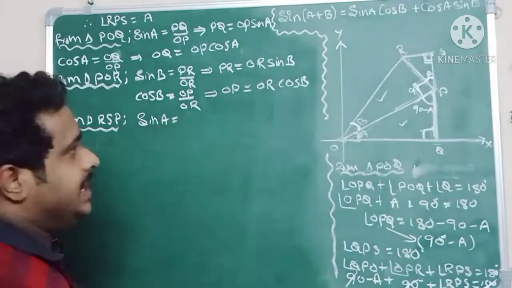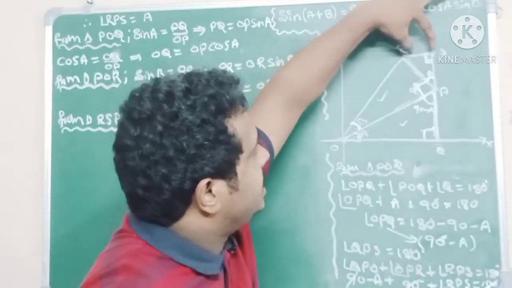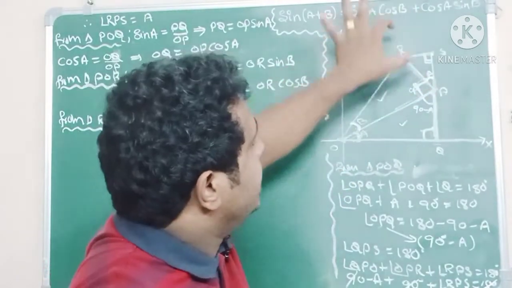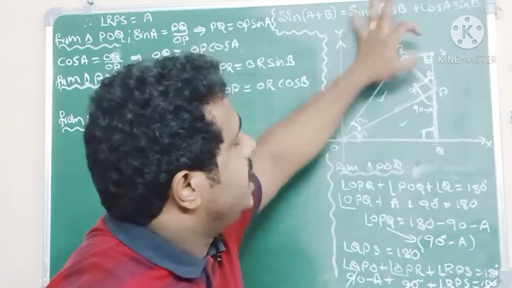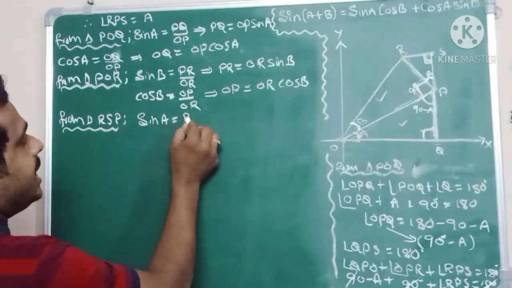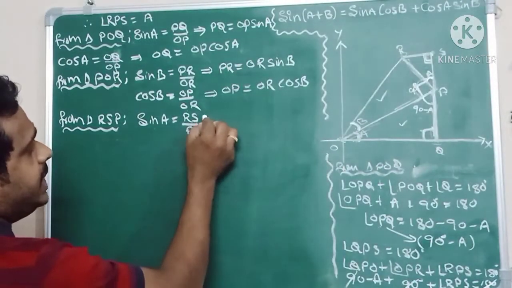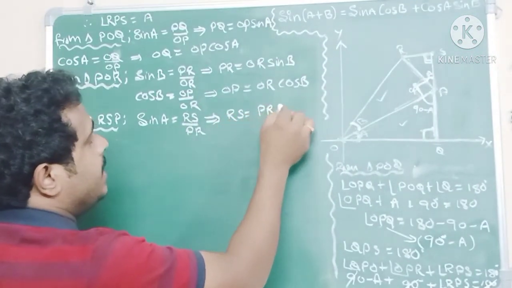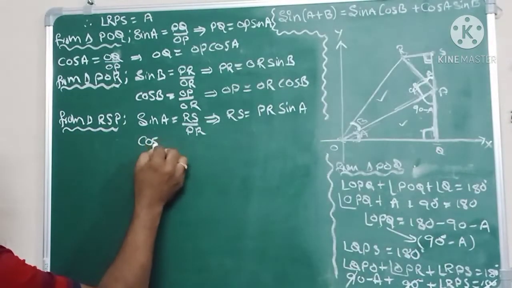Sin A. In this triangle, the sin A ratio is the side opposite to A, meaning RS, over the hypotenuse. RP is the hypotenuse because RP is opposite to 90 degrees. So don't confuse: RP is the hypotenuse and RS is opposite to A. Opposite to A is RS by the hypotenuse PR, right? Then the length of RS equals PR sin A.